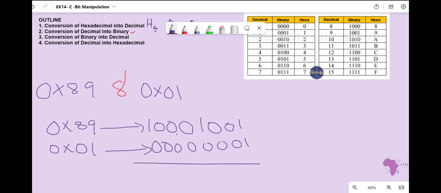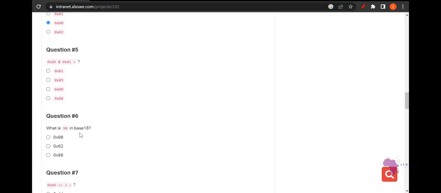And then what are we being told? AND tells you that wherever we have only 1 and 1. So this also will give us a 0, a 0, a 0, a 0, a 0, a 0, a 0, and that will translate to say that that number is equal to 0x00. Yes, and our answer will be this one.